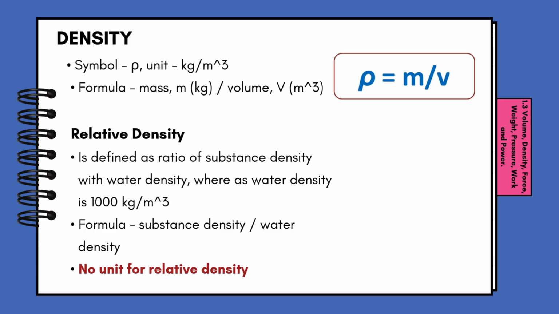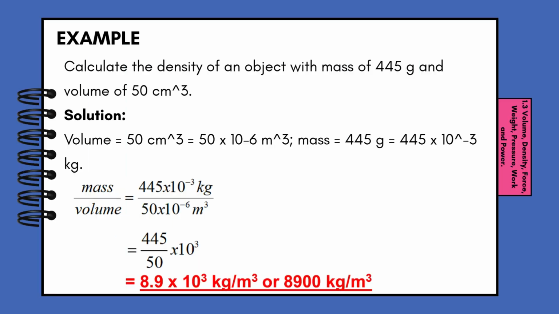If a material's density is higher, it will sink in water. If it's lower, it will float. Relative density compares the density of a substance to that of water. Since water has a density of 1,000 kilograms per cubic meter, the relative density formula is relative density equals substance density over water density. Now let's calculate the density of an object with mass 445 grams and volume 50 cubic centimeters.